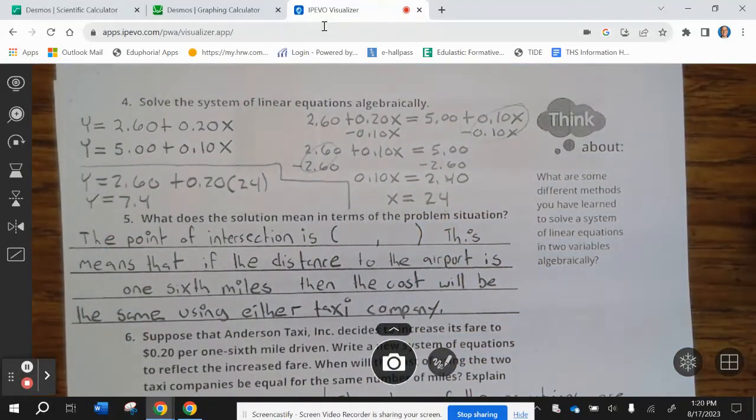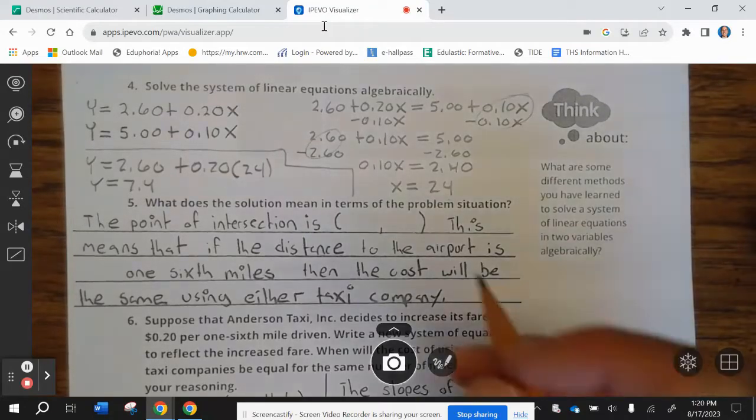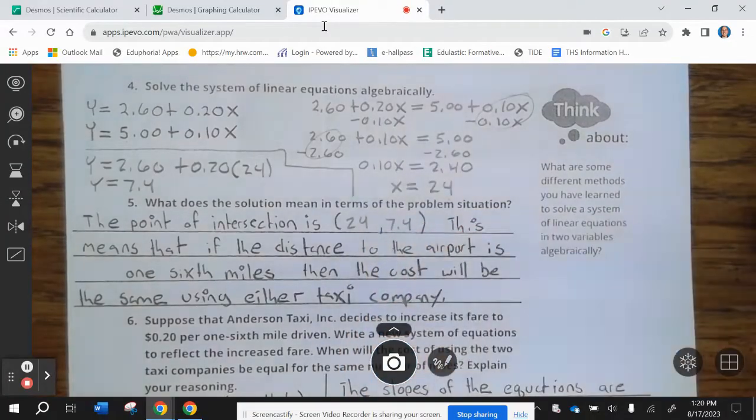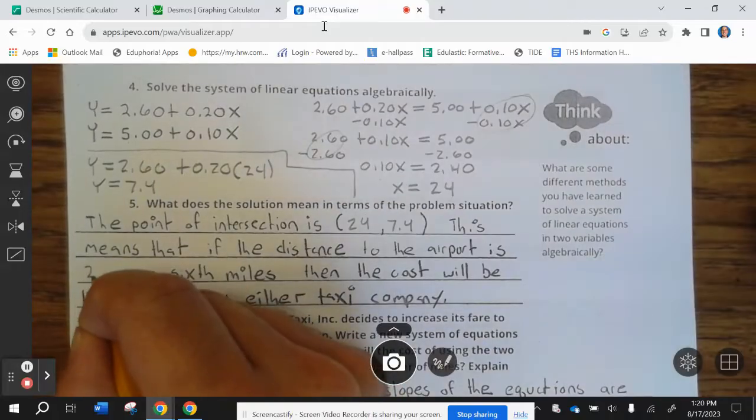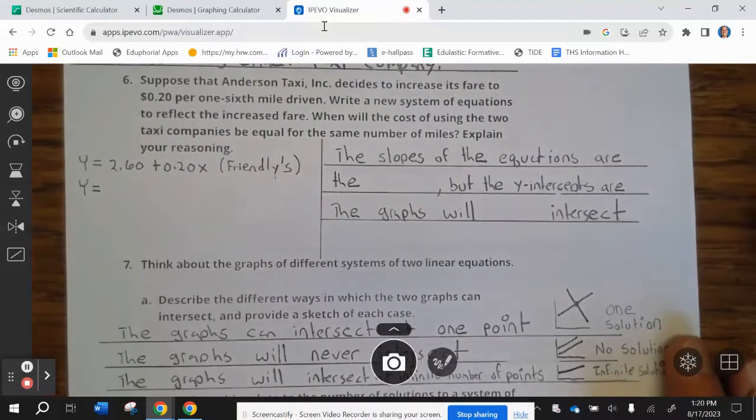Okay. All right, let's take a look at number 5. What does the solution mean in terms of the problem situation? The point of intersection is 24, comma 7.4. This means that if the distance to the airport is 24 miles, then the cost will be the same using either taxi company. Let's take a look at the next question.